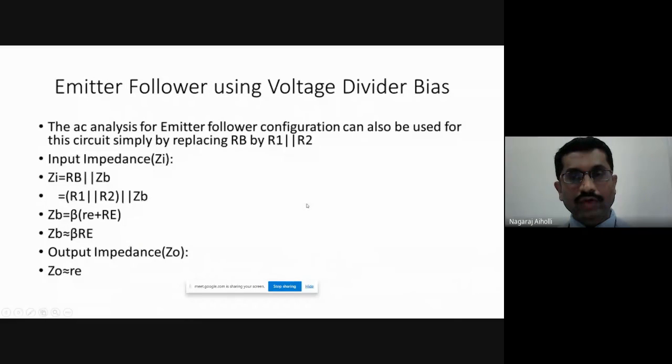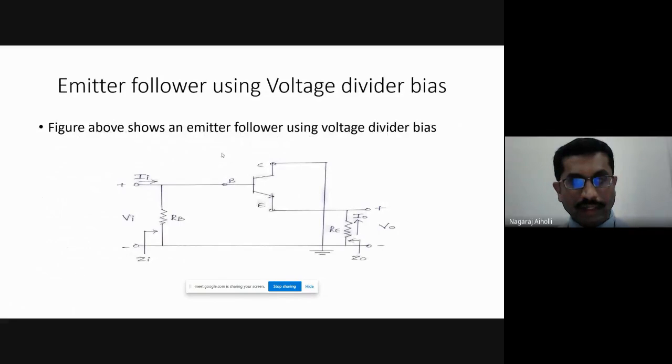AC analysis for emitter follower configuration. Whatever was the analysis for emitter follower configuration, the same analysis can be used for the emitter follower with voltage divider bias circuit also. The reason, as I told, is that instead of just RB here, we are replacing RB by R1 parallel R2. That is the only change, and all other equations and analysis remain the same for the emitter follower with voltage divider bias as for the emitter follower circuit.